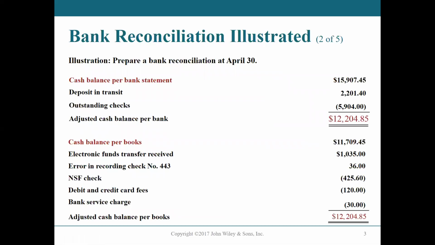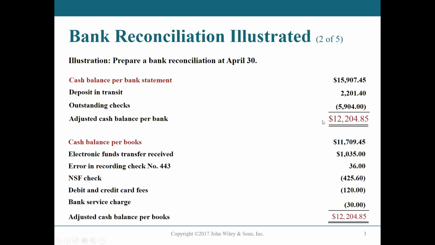Again, the things we're adjusting our book for are any items that we didn't have recorded in our book, and now we're getting the bank statement and seeing, oh, we have 1,035 more in there than we thought we did. We also have our error in recording our check. Since it was an error that we have to add in to bring our account balance right, we'll do that. And then subtract out the NSF check, our debit card fees, etc. And that gives us an adjusted balance, and they should balance.